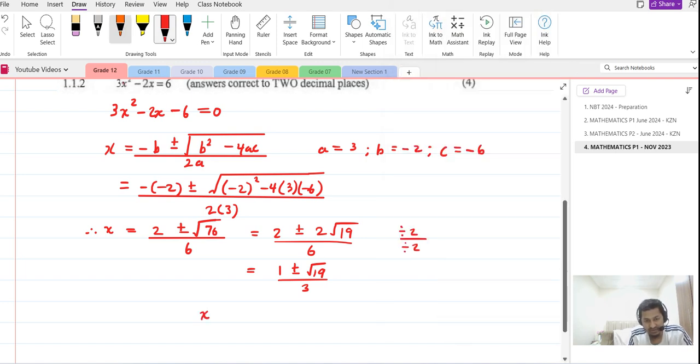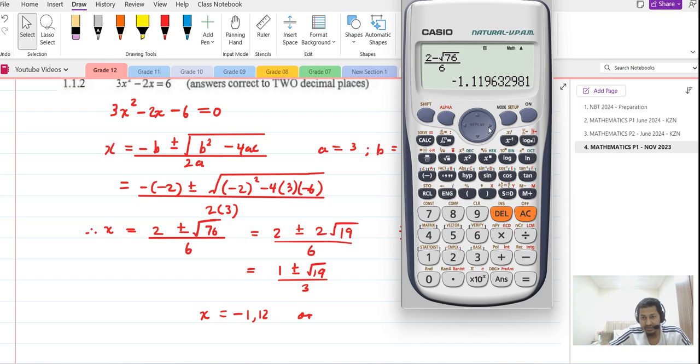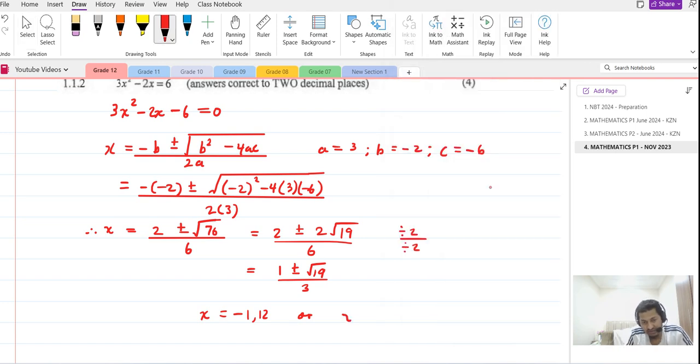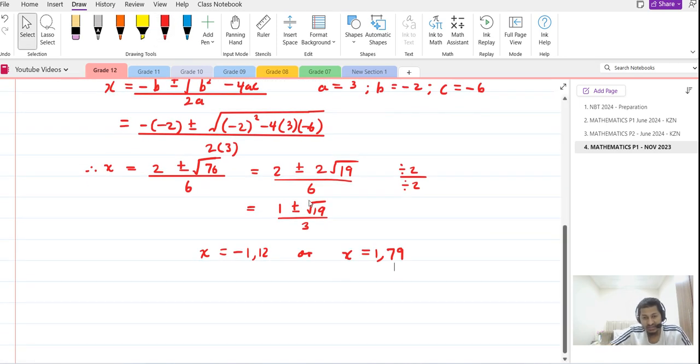So the answer for x is negative 1 comma 1 2, or, taking the one with a plus, you should get 1,79, not 1,78, because that's more than 5. So if it's more than or equal to 5, it rounds off to the next one. So 1,79, or x equals 1,79. I hope you guys are understanding. Right, so this is in surd form and this is in two decimal places form.